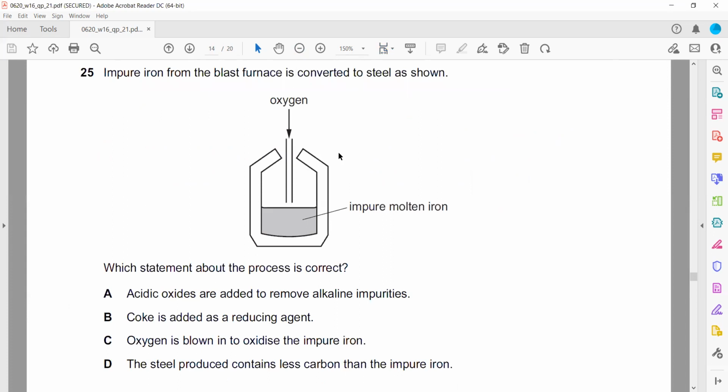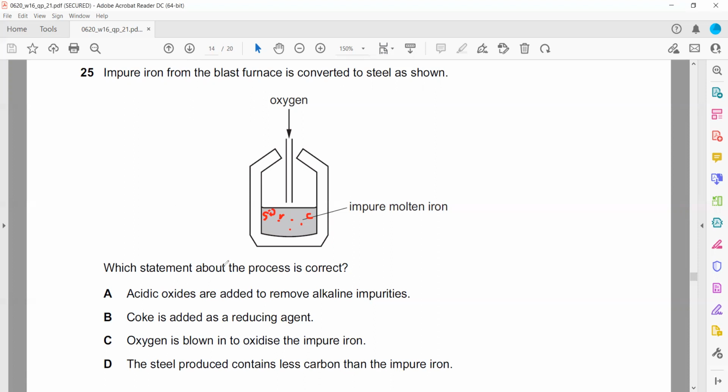Impure iron from the blast furnace is converted into steel. Which statement is correct? So this is a conversion of iron. The iron which we extract from the blast furnace is not pure iron. It contains impurities such as carbon, and it also contains silicon(IV) oxide. So these are the impurities present in the impure iron which we extract from the blast furnace.